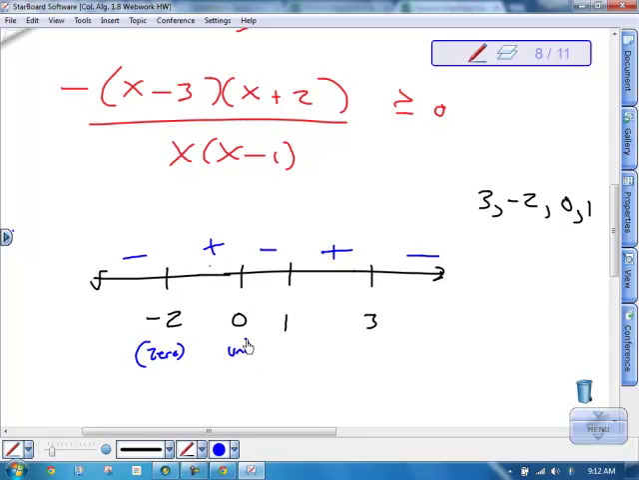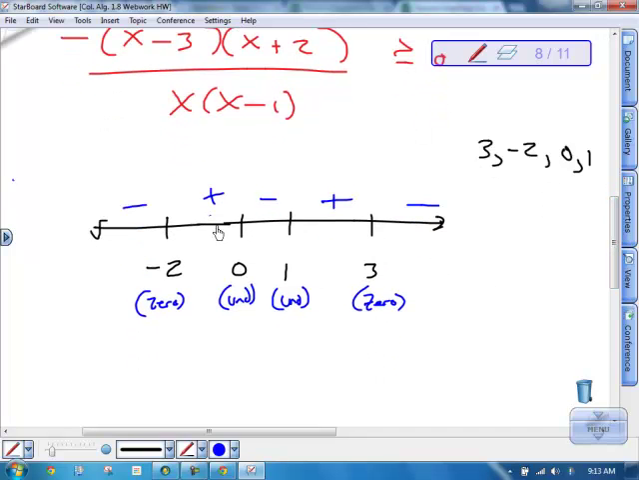0 is a place where it's undefined, 1 is a place where it's undefined, and 3 was a 0. That's important to know. So now when we're looking at when is this thing positive, we're looking at this branch right here, and we're looking at this branch right here, but we can't include the places where it's undefined. So that'd be a closed circle, it'd be an open circle, this would be an open circle, this would be a closed circle. So our interval will be from -2, closed bracket, to 0, open parenthesis, as well as union from 1, parenthesis, not including that point, to 3, including that.